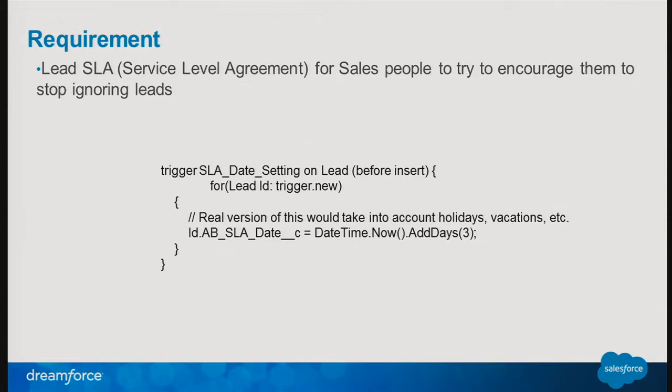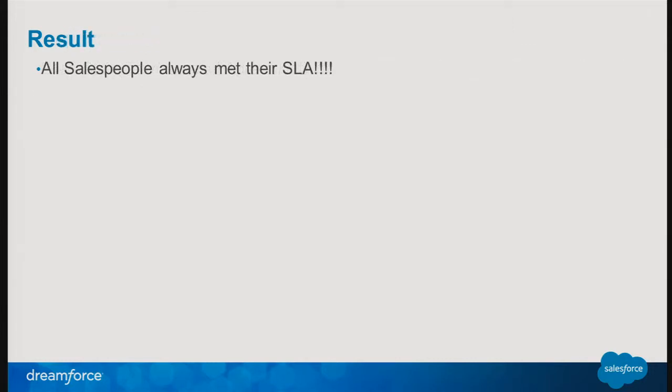So the company does this. They implement it. It's great. Everyone's happy. And hurrah, every salesperson always meets their SLA. Everyone gets their bonuses. Managers are happy. Boss is happy. Everything is cool. Until one day some snarky intern comes up and says, you know that SLA date thing's on the page layout, and all the salespeople are just editing it. So of course they're all perfect.